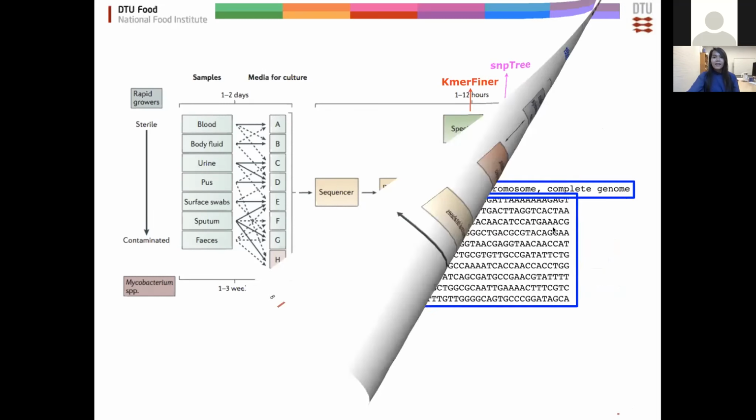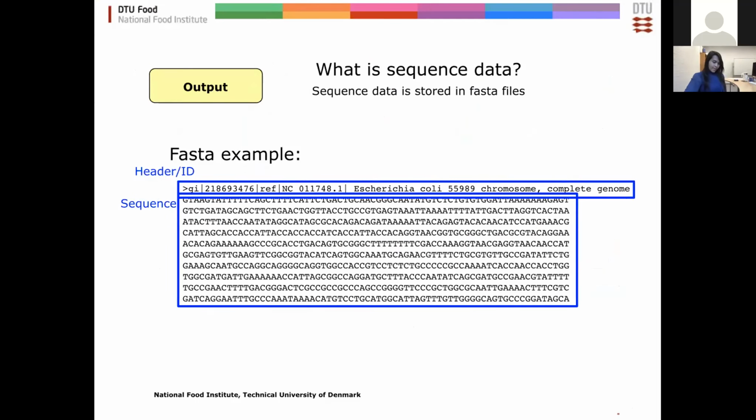Okay, this is an example of, I think many of you already know this format, this type of data we call FASTA format. The FASTA format is a standard format in which you normally store nucleotide sequences or amino acid sequences, DNA or protein sequences. In this FASTA format, you normally have 2 components, the ID and the sequence.